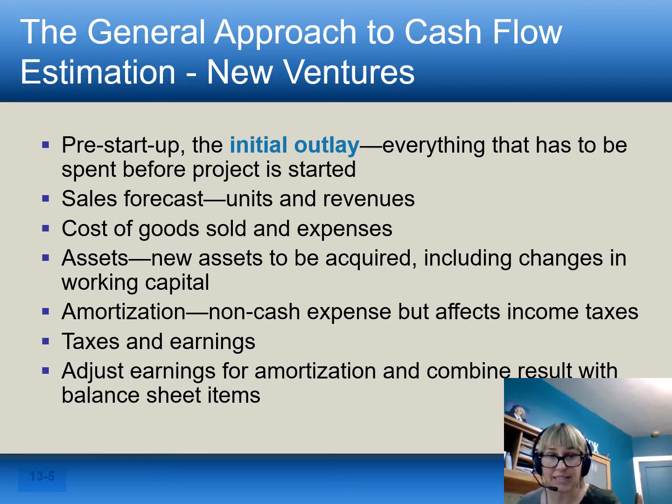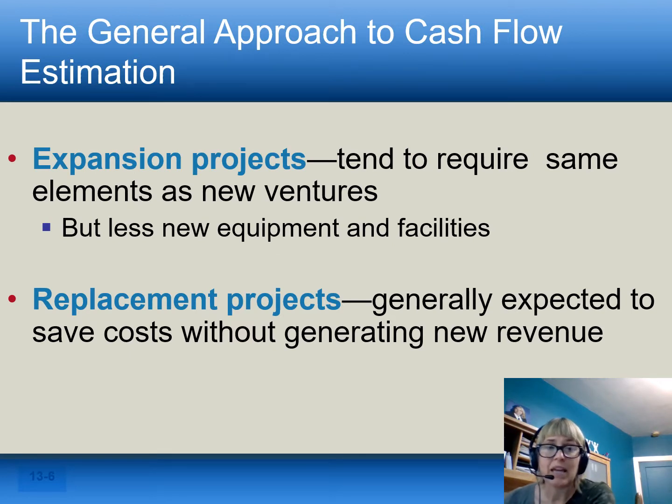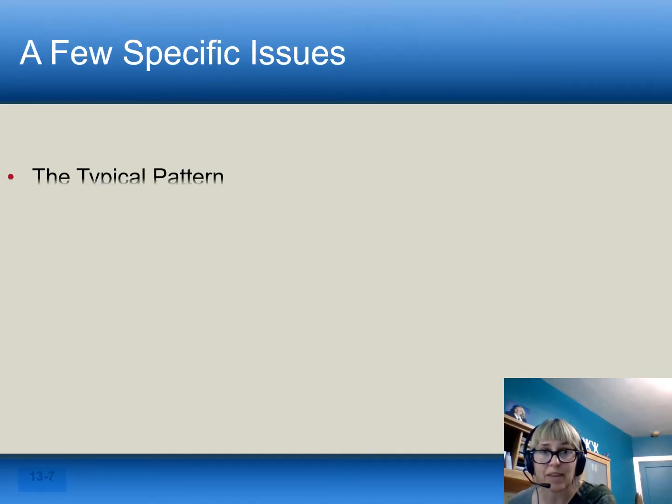Then there's taxes and earnings and so on. The rest is not as complicated. You guys have calculated those. We did those in the lab together. That was pretty straightforward. Now, expansion projects tend to require the same elements as new ventures, right? But replacement projects are saving costs, so we don't have to worry so much about generating revenue from scratch.